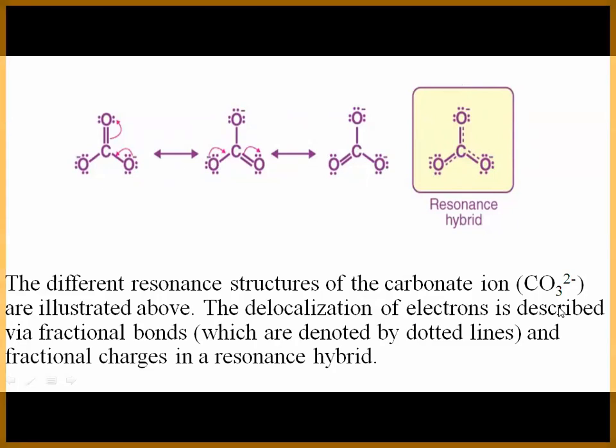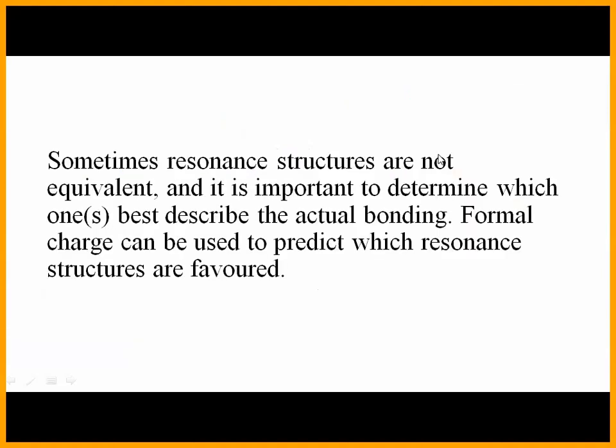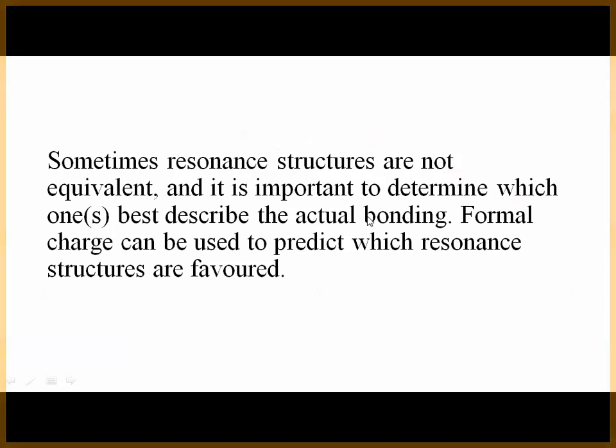So the delocalization of electrons is described via fractional bonds, which are denoted by dotted lines here, and fractional charges in the resonance hybrid. So these are all fractional charges. Sometimes resonance structures are not equivalent, and it is important to determine which one best describes the actual bonding. So if you want to describe the best actual bonding, you can use formal charge.